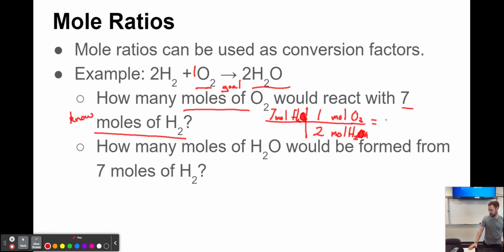So that means that 7 moles of hydrogen is going to react with 3.5 moles of oxygen. So how many moles of oxygen would react with 7 moles of hydrogen? 3.5.